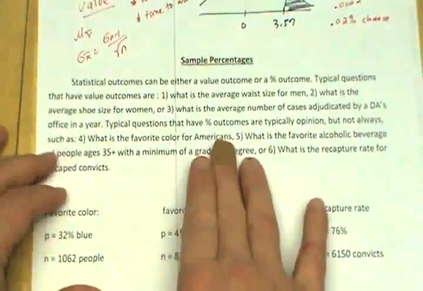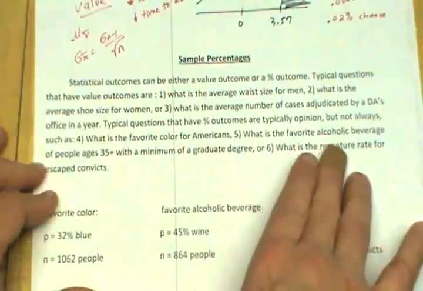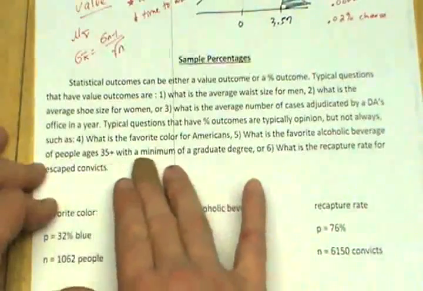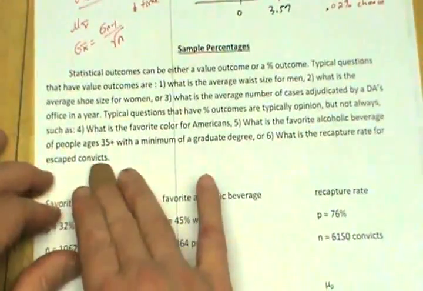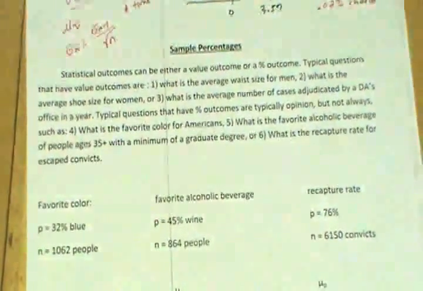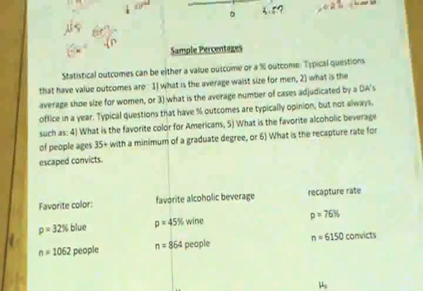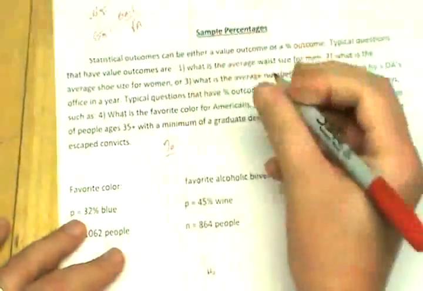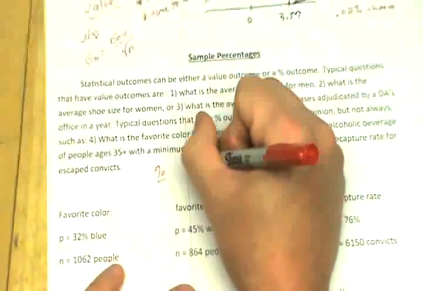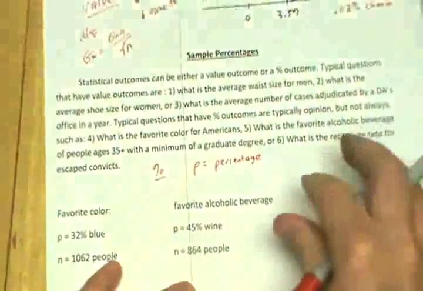Typical questions with percentages are usually opinion, but not always, such as what is your favorite color? What is your favorite alcoholic beverage of people 35 and over? What is the recapture rate for escaped convicts? Recapture rate would be a convict that gets out and then does something bad and has to be arrested again. So you would say that would be 12% of convicts or 15% of convicts. So what we have here for percentages is from the sample, they use the letter P, which means percentage. So they pick a nice letter for us to make sure that we understand it's a percentage.